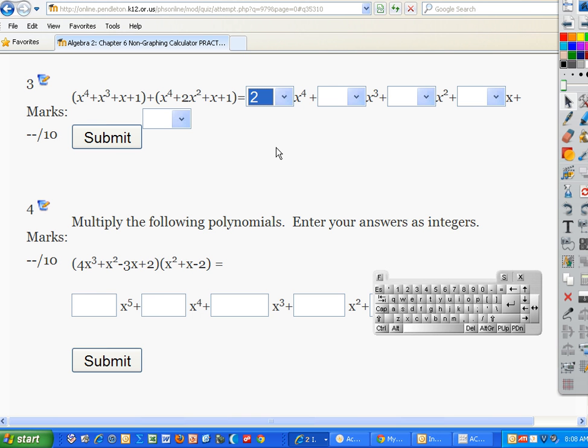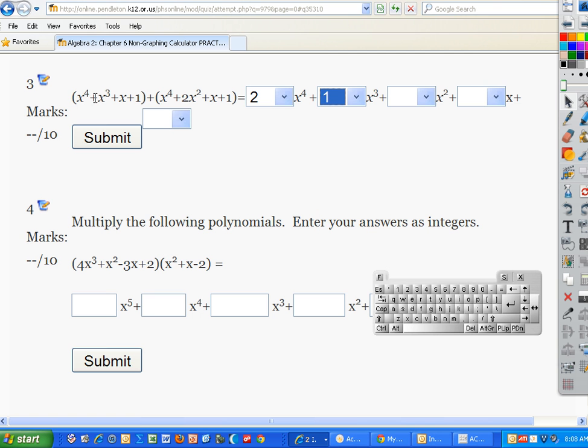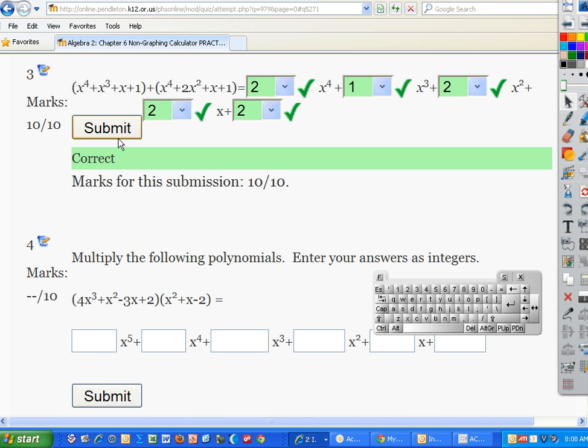That plus that. How many x cubes? Well, there's only one x cubed term, and it's got a coefficient of 1. 2x squared, it looks like. x plus x is 2x, and then 1 plus 1 is 2. Make sense? Okay. If I were subtracting, same deal. If this had been a minus sign, I would have distributed the minus sign to each term, and then added like terms. Same deal.